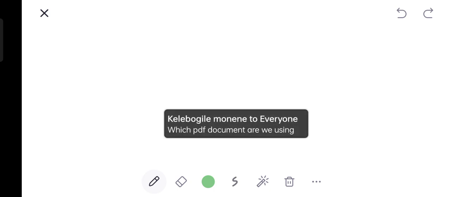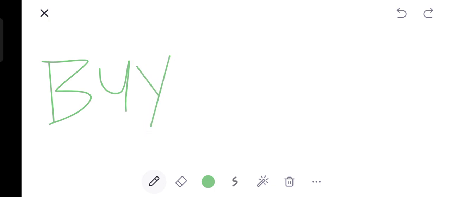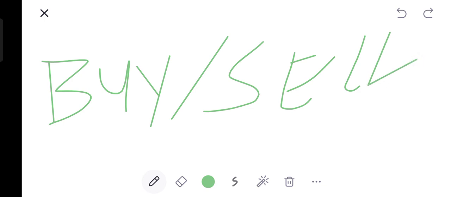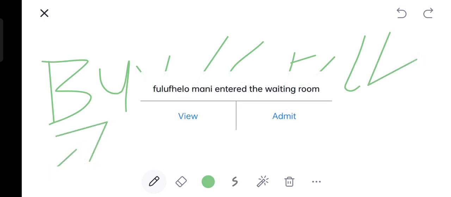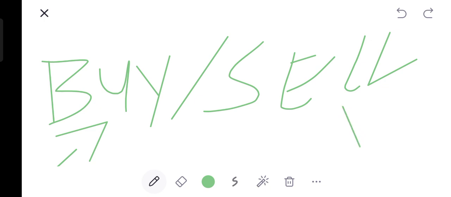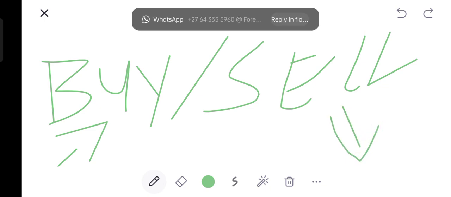Like I said, in the forex market we only have two things. You're either buying or you're selling, right? You only buy when the market goes up, and you only sell when the market comes down. These are the only fundamentals that you need.